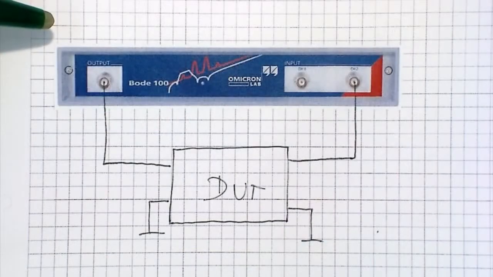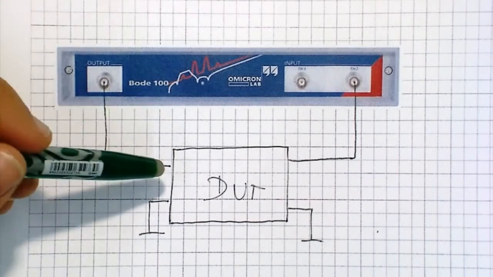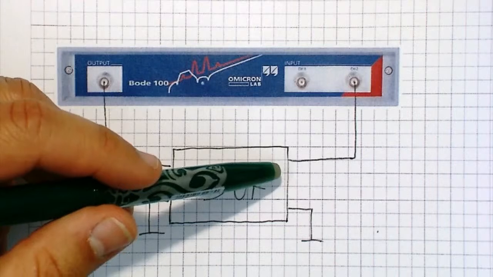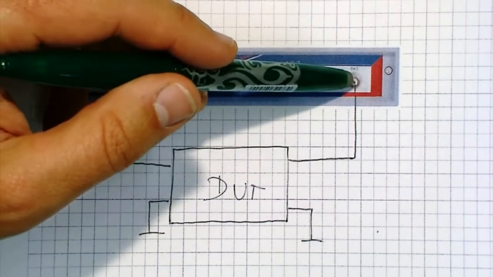My name is Bernhard, and today I'm going to show you how you can measure the complex transfer function or the S-parameters of any electronic device with the Bode100. To measure the S-parameters with the Bode100, we simply connect the input of the device under test to the output of the Bode100, and the output of the device under test to channel 2 of the Bode100.